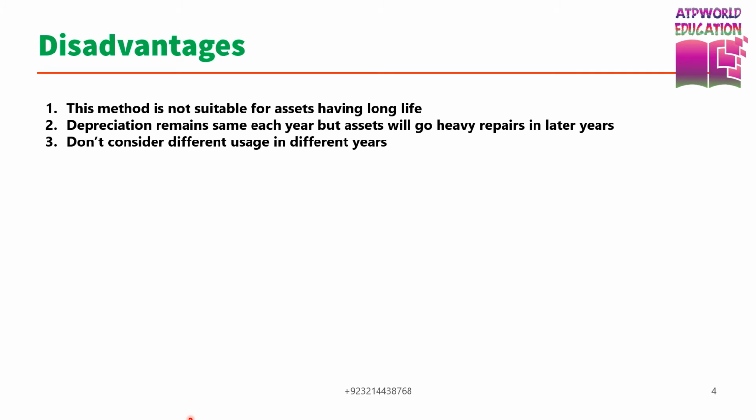मतलब कहने का ये है कि अगर हम एक ईयर में उसको ज्यादा यूज कर रहे हैं और सेकंड ईयर में हम उसको कम कर रहे हैं, या फर्स्ट ईयर में हम उसको कम यूज कर रहे हैं, सेकंड ईयर में ज्यादा यूज कर रहे हैं, तो हम तो सेम डेप्रिसिएशन ईच ईयर चार्ज कर रहे हैं ना। We are charging the same depreciation, we are not considering the usage of the asset in different years and different usages.